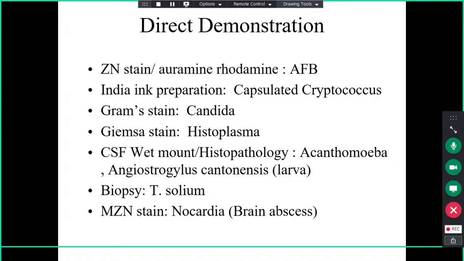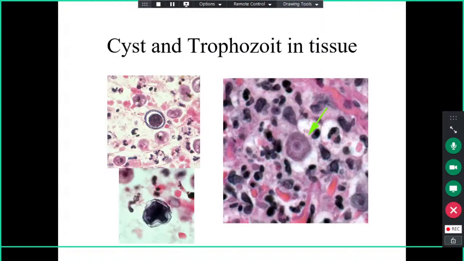And parasites, some of the parasites like Acanthamoeba, you can see the cyst in CSF wet mount, and Angiostrongylus cantonensis, you can see the larva. If larva migrans, it goes to the brain then. Like neurocysticercosis, on biopsy maybe you can see the worm, and Nocardia brain abscess, with modified Ziehl-Neelsen staining, you can see the acid fast bacilli.